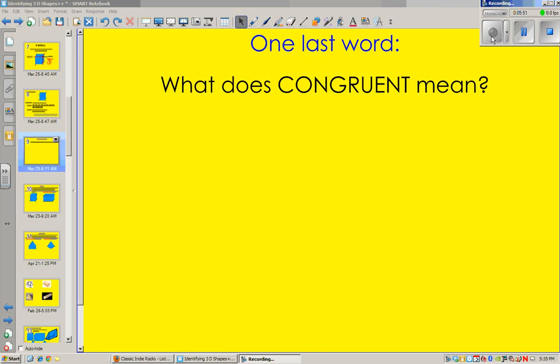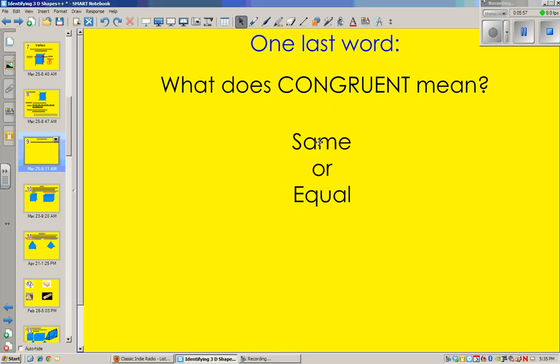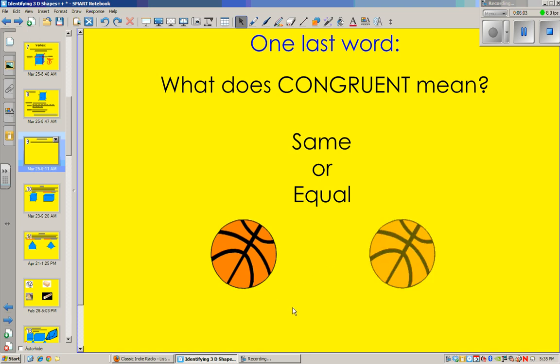And now that you've reviewed, there's one more term that I want to talk about, and it's congruent. Just to quickly review, congruent means the same or equal. And if I have this basketball here, and I have it make another one, if they're exactly the same, then we call them congruent. These two basketballs are the same size and shape, so they are congruent.